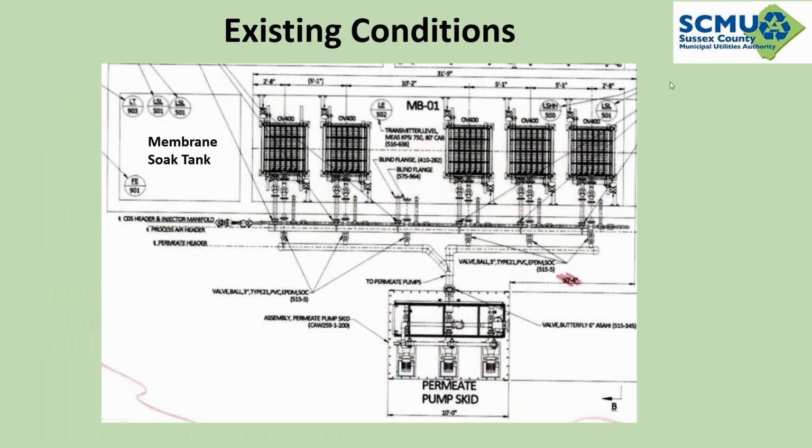This is a brief overview of the MBR train. There were 5 units installed. There was a spot for a future 6th unit if we needed additional treatment capacity. We did have a membrane soak tank, which is for if we needed to do an extended clean or a recovery clean; we would be able to use the overhead crane and lower the unit into that soak tank.